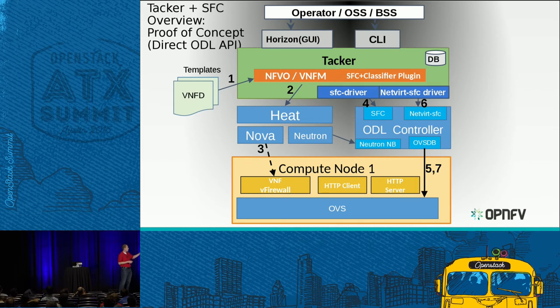For this demo, the compute node there is an accurate representation of what the demo is going to be. We're going to have one VNF that's a virtual firewall, and we have an HTTP client and HTTP server. We're going to use the HTTP client to send CRUD requests to the HTTP server and see if traffic actually goes through the chain or not. And then on the other side of that, you have the SFC driver talking to ODL SFC to create the chain, and then the NetVirt SFC driver talking to NetVirt SFC to create the classifier.